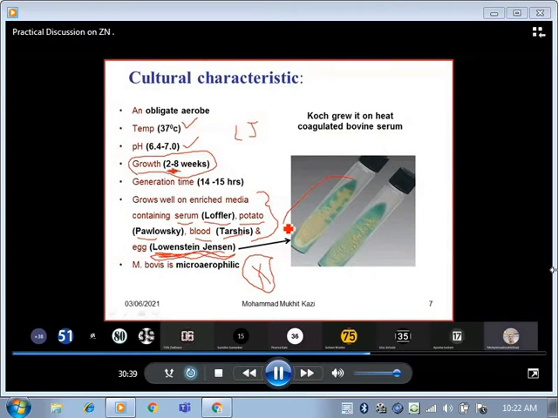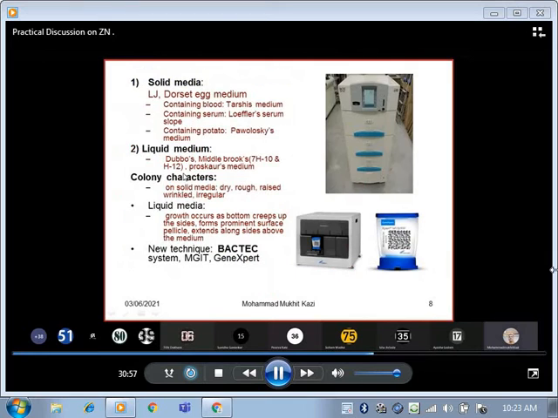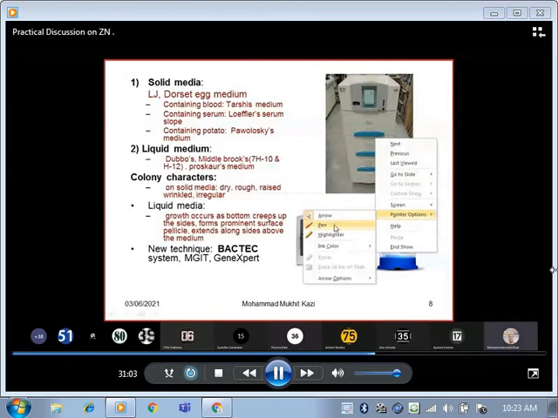Actually, you can see here there is a growth, on both the slants. So for this growth, you require almost 2 to 8 weeks. But to say there is no acid-fast bacilli in the medium, you require to continue the incubation for 8 weeks. We may ask you what are the different solid media or liquid media which we use for the cultivation of this.